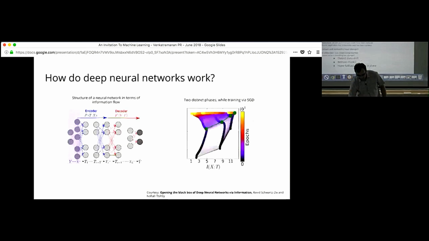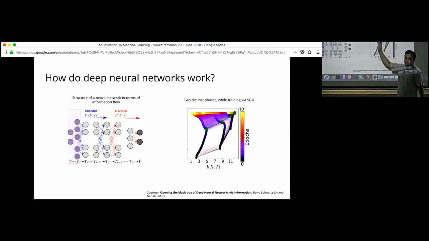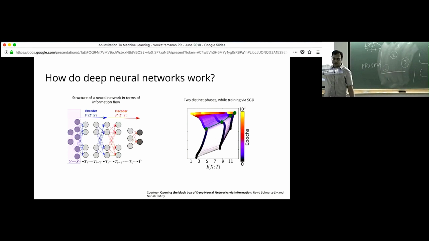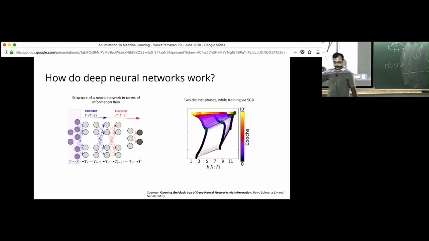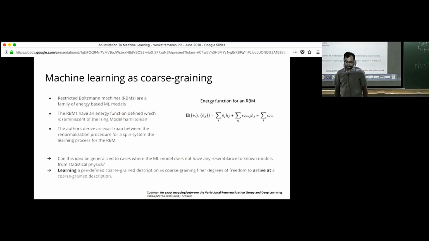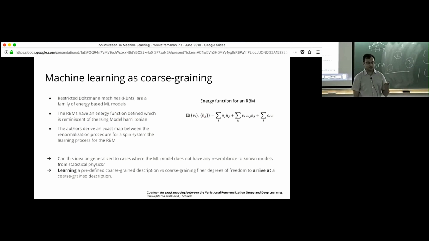This thing was observed during the training process, that there are two distinct behavior regions in the training. That's it. Okay. The second is by a physicist, Pankaj Mehta at Boston University, I think.